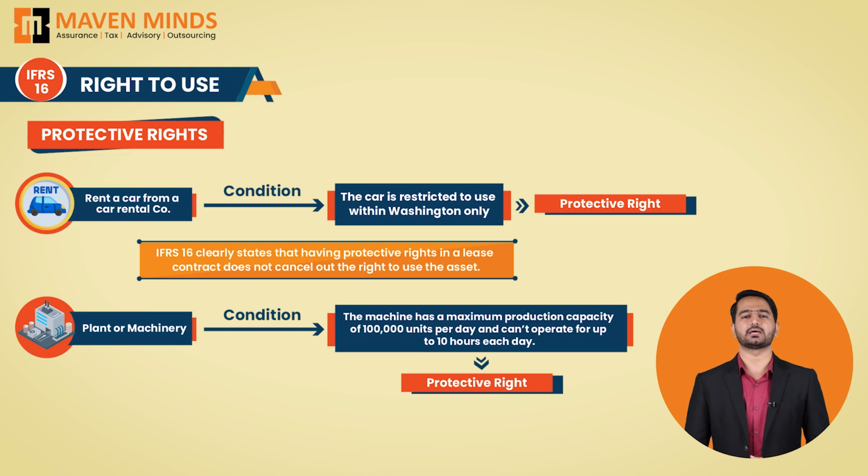To summarize, my friends, even if a lease contract contains protective rights, it does not prevent you from having the right to use the asset, as long as the two main rights are transferred. Number one, the right to obtain substantial economic benefits through use, and number two, the right to direct the use of the asset. Then the right to use criteria are still met.